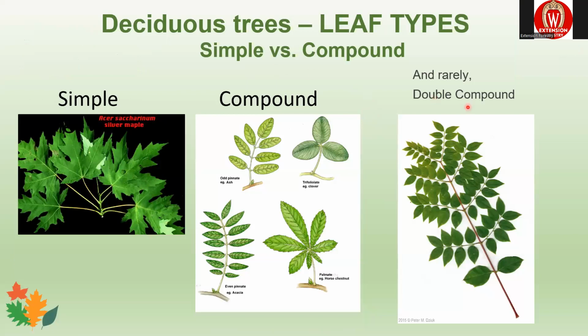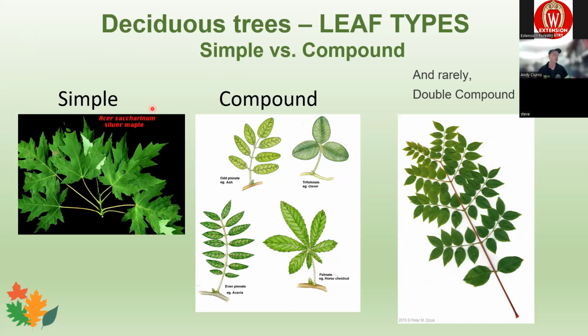All right, here's important thing number 2. So you have alternate and opposite, and then the other thing you want to look at for deciduous trees is simple versus compound. And this is talking about the type of leaf we're looking at. A simple leaf is just one leaf connected to the twig. Think a maple leaf, think a cherry leaf, just your basic leaf. Compound leaf, this is where you have this branching structure within the leaf itself.